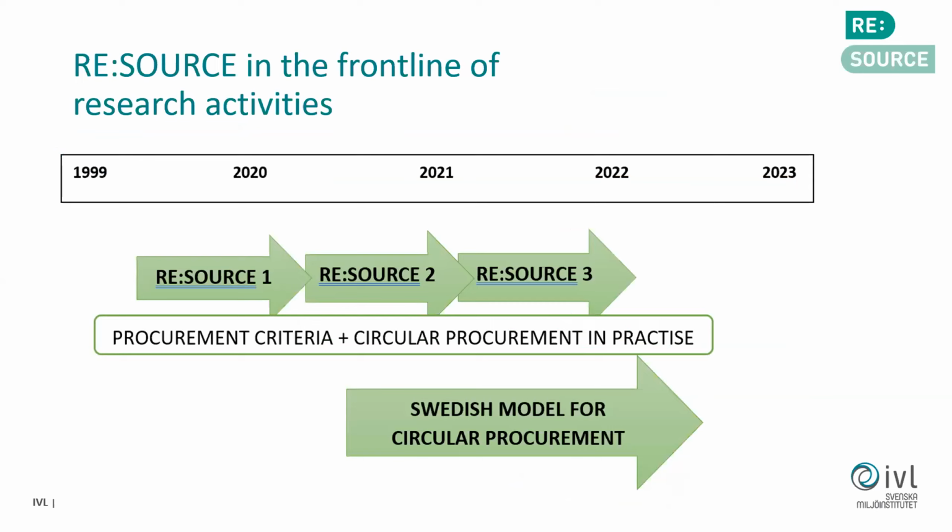I will present some of the ongoing results from resource projects. I've been involved, and am still involved, in a number of projects. What I call Resource 1, 2, and 3 are interlinked projects starting one by one, based on a specific form of assignments. We work with procurement criteria and also circular procurement in practice, because we need to look at the concerns and needs from a market point of view. This is important. We also have one project with a Swedish model for circular procurement, which is based on a traditional call for projects, and it will end in mid-2022, which is a little more than a year ahead.